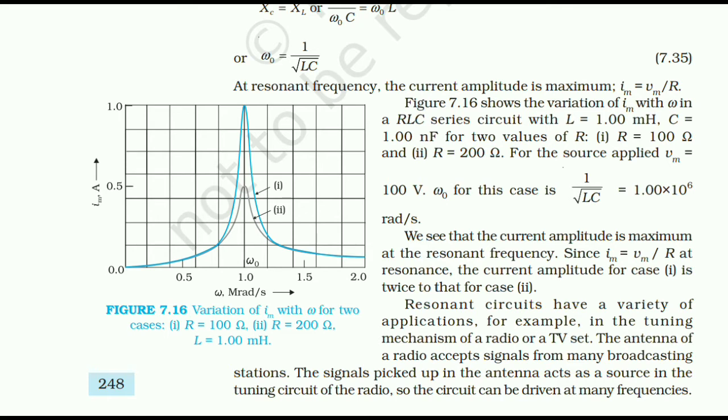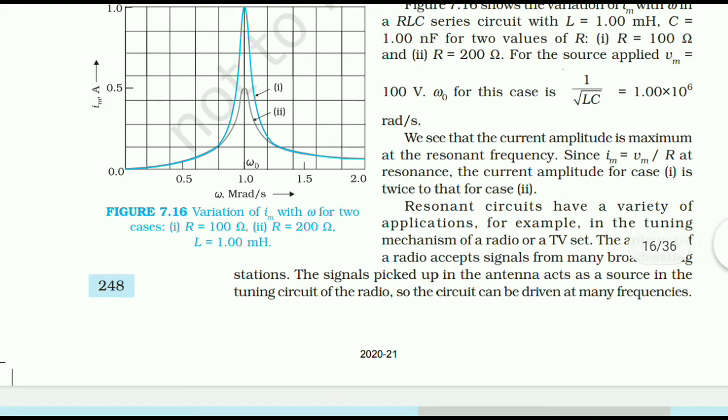Figure 7.16 shows the variation of Im with omega in an RLC series circuit with L equal to 1 millihenry and C equal to 1 nanofarad for two values of R, where case 1 is R equal to 100 ohm and case 2 is R equal to 200 ohm, for the source applied Vm equal to 100 volt. Omega naught for this case is 1 over under root LC, which is equal to 1 into 10 to the power 6 radian per second. We see that the current amplitude is maximum at the resonant frequency. Since Im is equal to Vm/R at resonance, the current amplitude for case 1 is twice that for case 2.